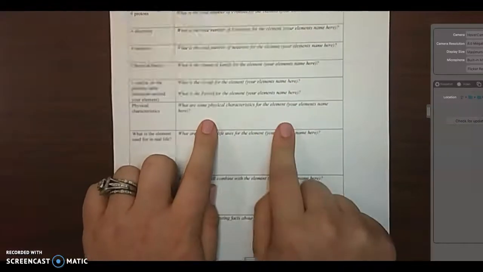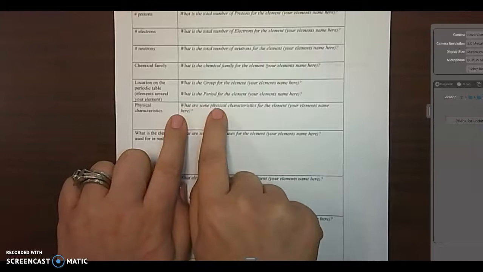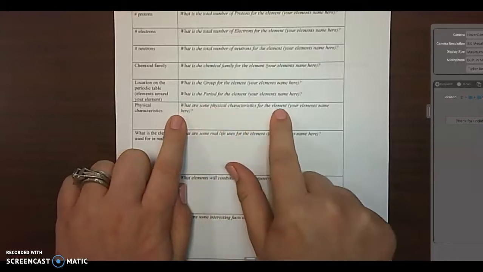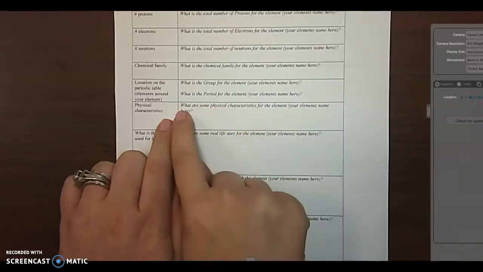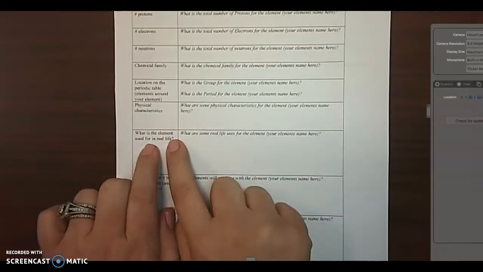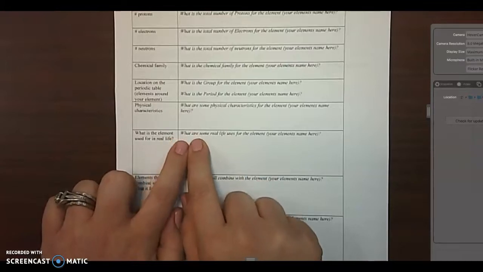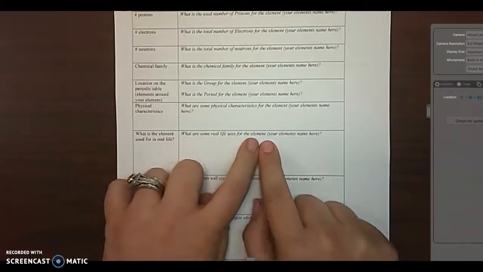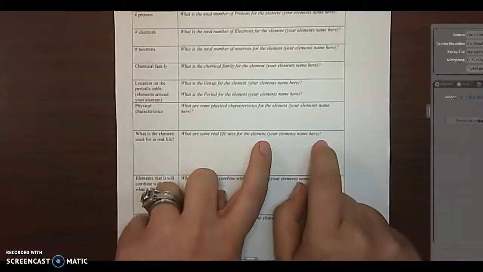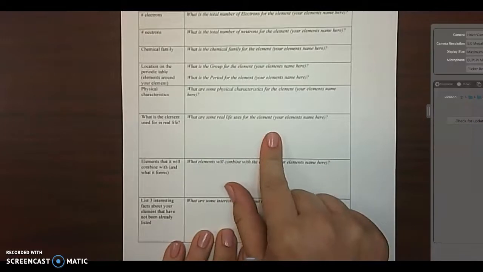Physical characteristics. You will probably have to Google this. So you would type in, what are some physical characteristics for the element, and then you would type the rest in using your element's name. And then, what is your element used for in real life? Go to Google, type in, what are some real life uses for the element, then finish with your element's name. And you're going to list these things in these boxes.